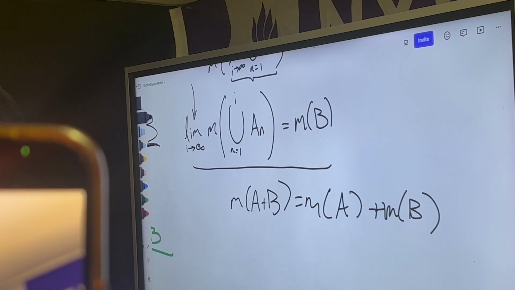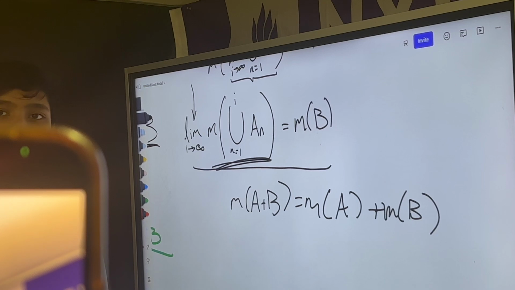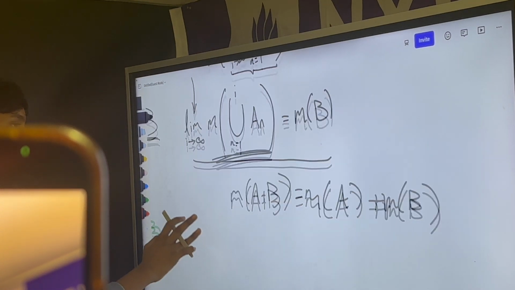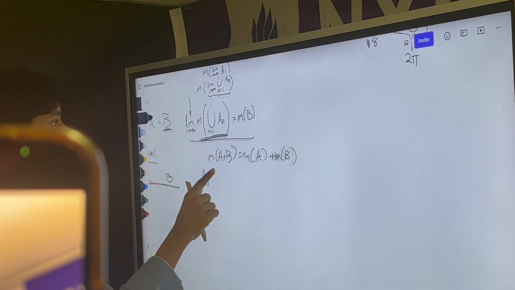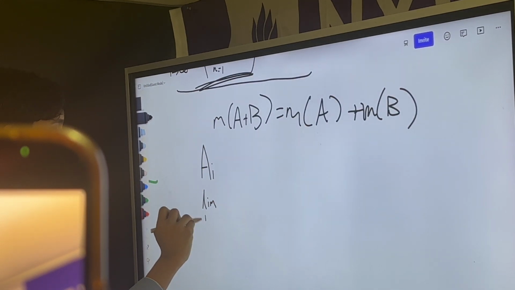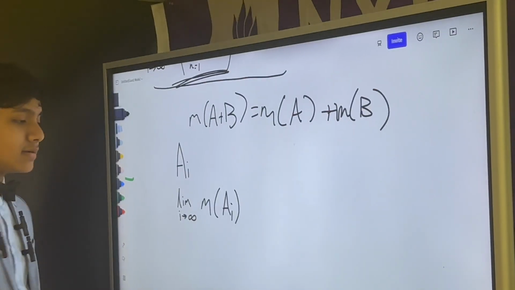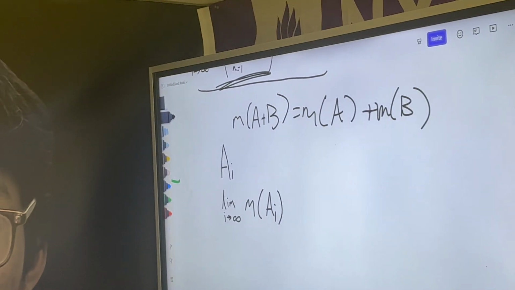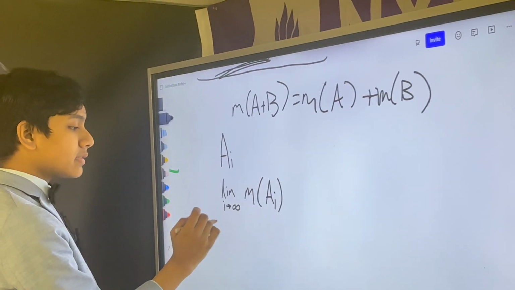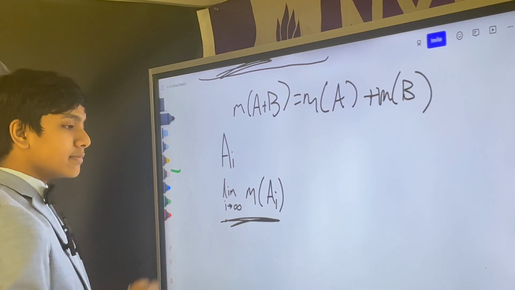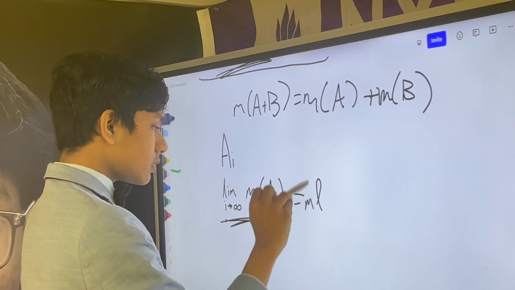So now, think of what this actually looks like. Sure, you can say that it's just A_i. This is the limit as i approaches infinity of m of A_i. Now, you can actually say that. You don't need the limit to say that this is A_i. But then, how do you go about making the claim that this is equal to this?